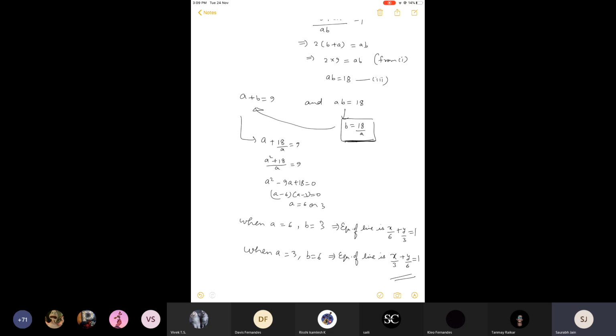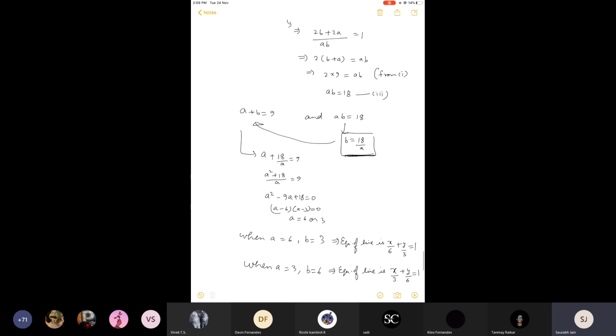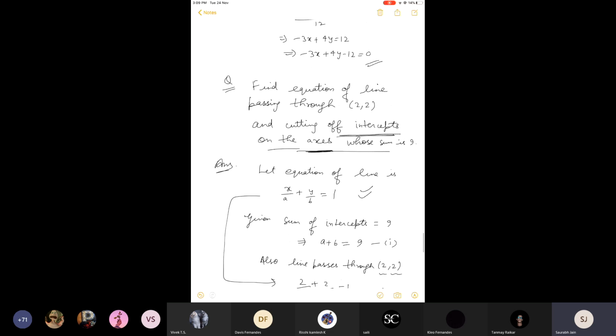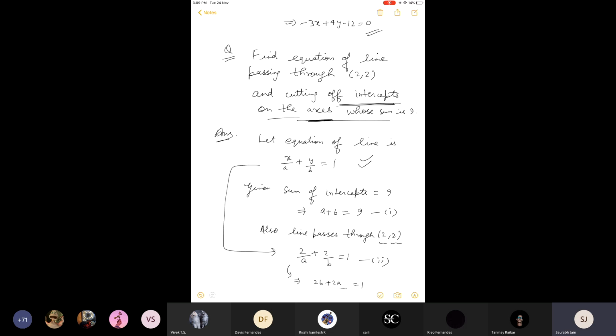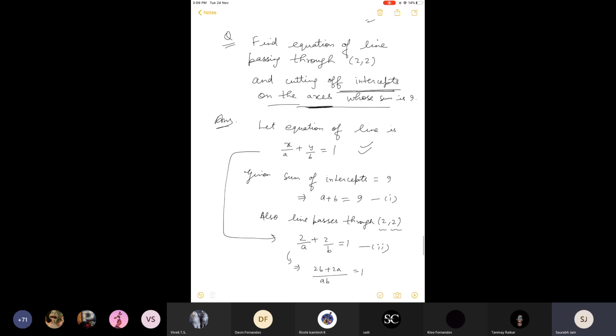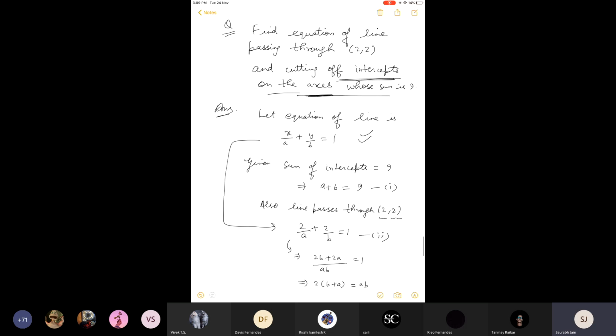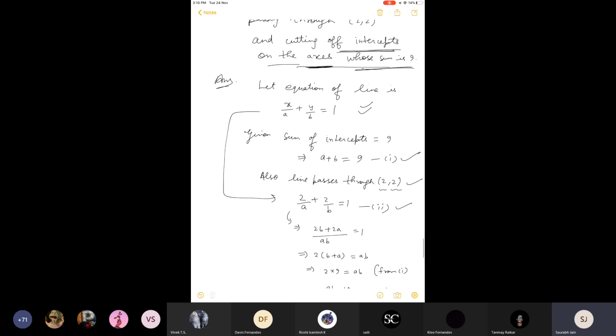Alright. Important from the school exam point of view. Okay. What was given in the question? The line is passing through 2, 2 and cutting off intercepts on the axes whose sum is 9. So I selected the intercept form of line. I have to calculate the values of A and B. For that we need two equations and they have given two equations in the form of information that the sum of intercepts is 9 first and the line passes through 2, 2. So it will satisfy its equation.